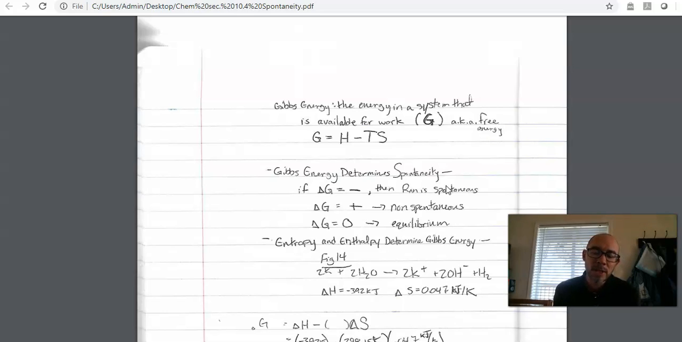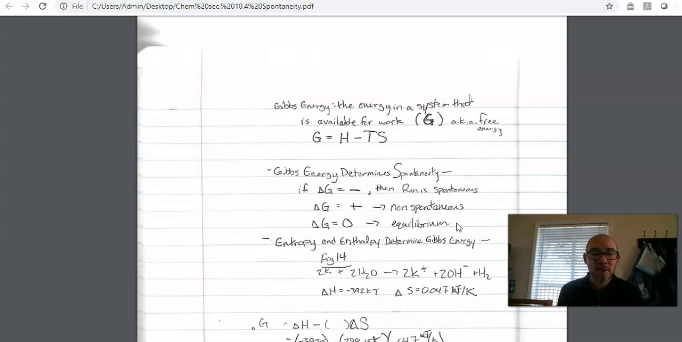So Gibbs energy, also we look at 3 cases. Is it negative when we're all done doing the calculations? If so, then the reaction is spontaneous. It'll happen when you put the 2 things together. Is change in Gibbs energy positive? Well, then it's non-spontaneous. And is the change in Gibbs energy 0? That means the thing's at equilibrium. It just needs to be shoved one way or the other.